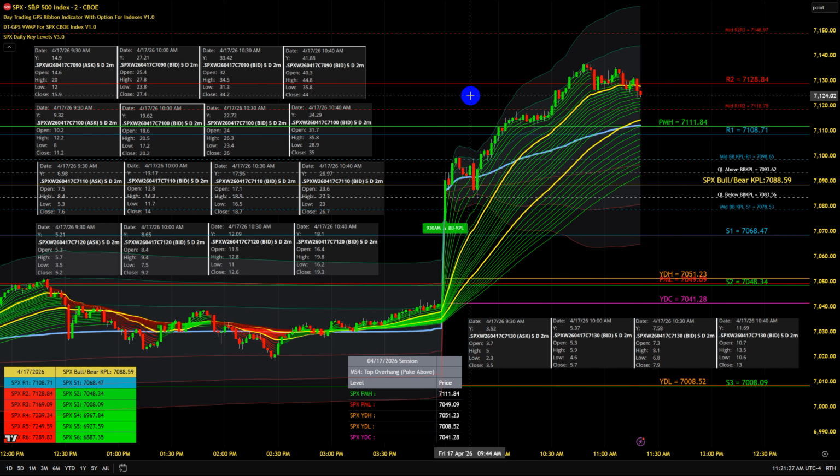Okay, so we have our opening candle here, the 9:30 a.m. bull bear key price level alert for that 9:30 a.m. opening candle. We're on a 2-minute chart.